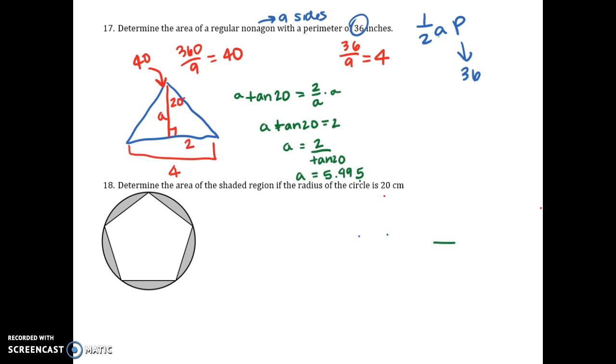And then from here, you can do one of two things. You can find the area of this triangle and then multiply it by 9 because there's 9 of them. Or you can do apothem times perimeter. Since I already know the perimeter, I may as well just do one half apothem times perimeter: 5.495 times 36. You could go ahead and do 36 divided by 2 if you want, and just do 18 times 5.495. And that gives you 98.91.